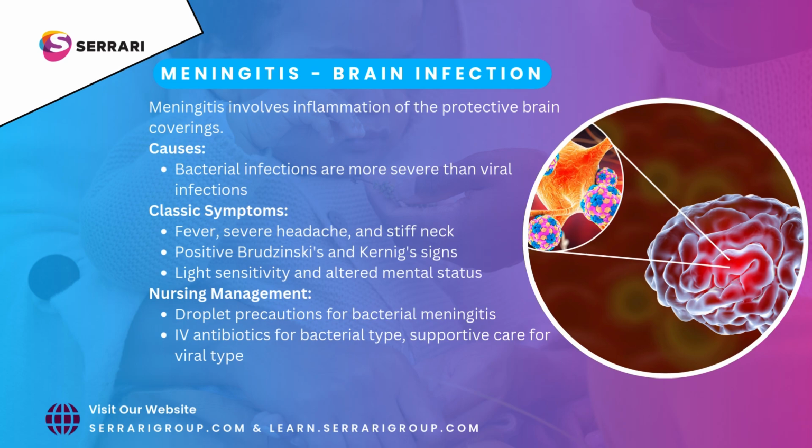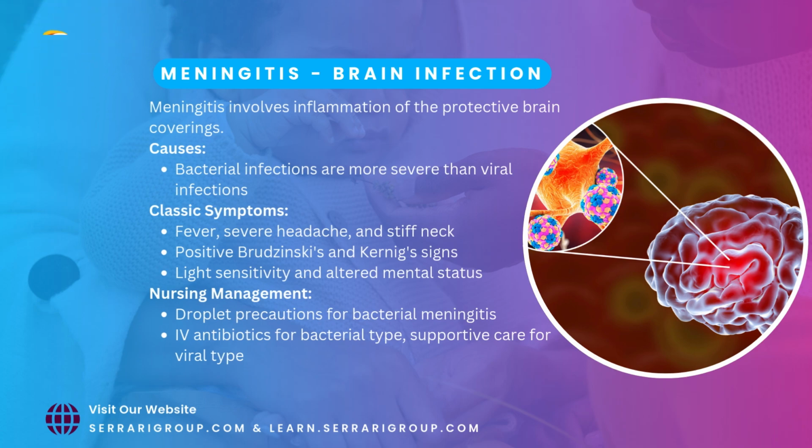Meningitis, brain infection. Meningitis involves inflammation of the protective brain coverings. Causes: bacterial infections are more severe than viral infections. Classic symptoms: fever, severe headache, and stiff neck. Positive Brudzinski's and Kernig's signs. Light sensitivity and altered mental status. Nursing management: droplet precautions for bacterial meningitis. Antibiotics for bacterial type, supportive care for viral type.